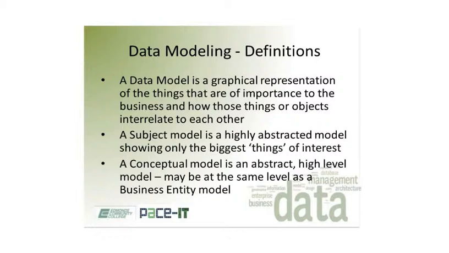A highest level model would be called a subject model, the highest abstraction you can, showing only the biggest things of interest. For instance, you might just be discussing a customer purchases products, and a product is purchased by customers. So you wouldn't necessarily extend this down into a many-to-many, but you'd just say that the relationship is many-to-many and leave it right there. Or you might say that a product may be purchased from one or more suppliers. So you're really staying at a very, very high level of detail.